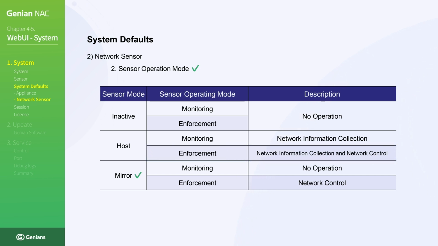Mirror mode. In mirror operation mode, when combined with the monitoring operational mode, the network sensor does not function. When combined with the enforcement operational mode, the network sensor performs IP-based network control. A typical network sensor setup uses host operation mode with enforcement operational mode.